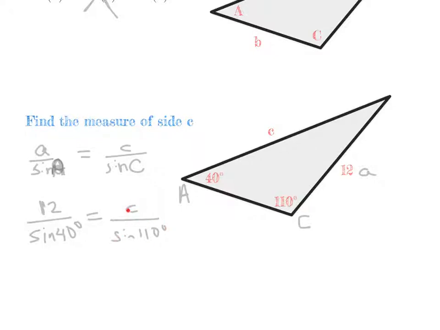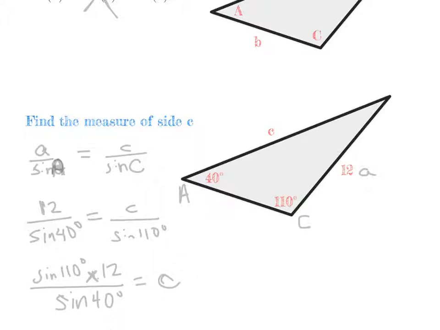So when we solve for C, all we're going to do to get rid of that division by that number is to multiply by that number. So we're going to multiply both sides by the sine of 110. So what that looks like is we'll have sine of 110 degrees times 12 over the sine of 40 degrees. That's how we're going to find little c. That's how we're going to find lowercase c.